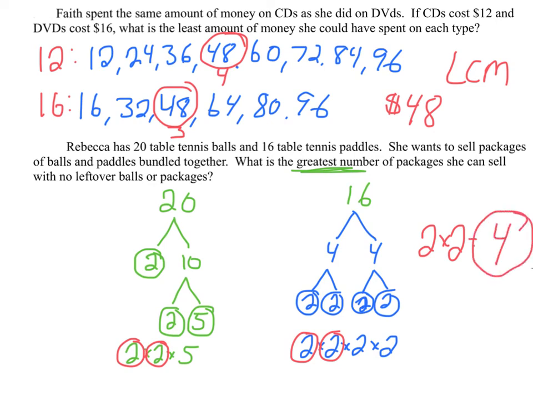So Rebecca could put 4 table tennis balls and 4 table tennis paddles in each package, or she could make 4 sets of table tennis balls and table tennis paddles. 4 is a number that goes into both those in equal amounts. It's the biggest number that can divide them both up equally.